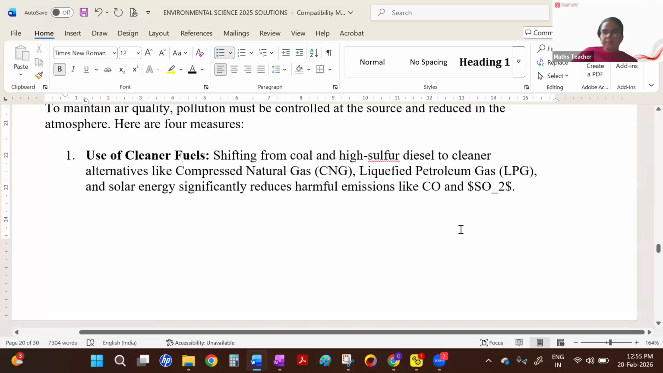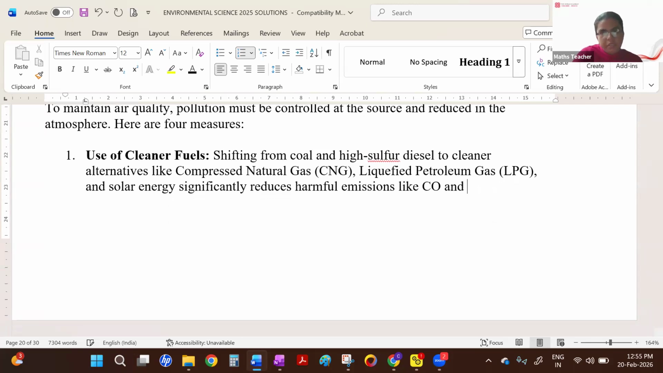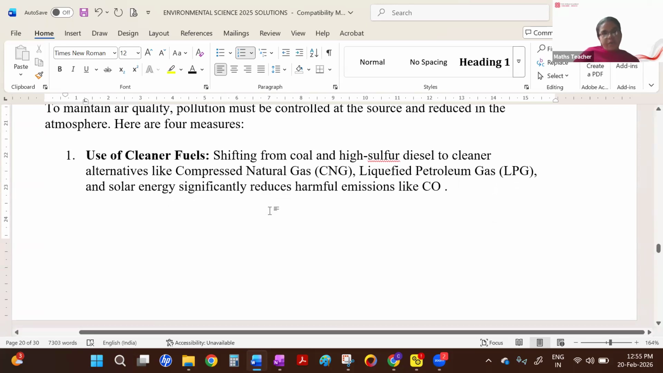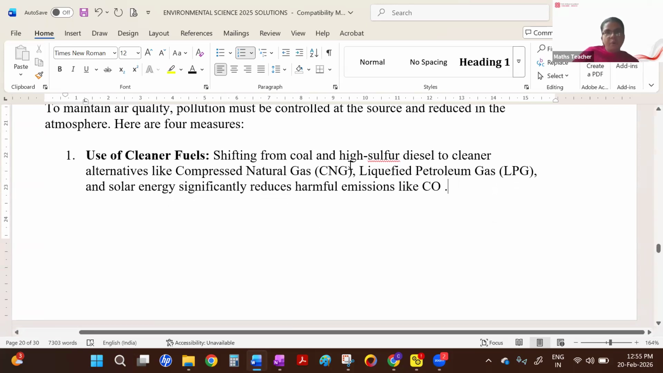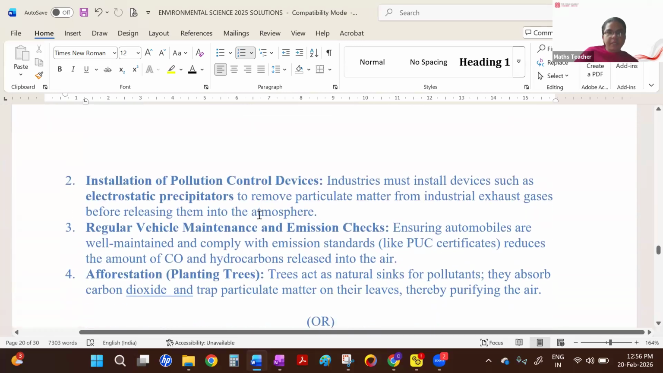First, we have to start using clean fuels. So what is meant by clean fuel? Fuel which does not give out harmful emissions. So that is a clean fuel. For example, solar energy is a clean fuel, right? Similarly, shifting from coal and high sulfur diesel to cleaner alternatives like CNG, LPG, and solar energy. So that is one method.